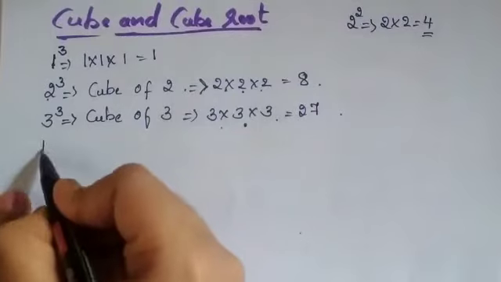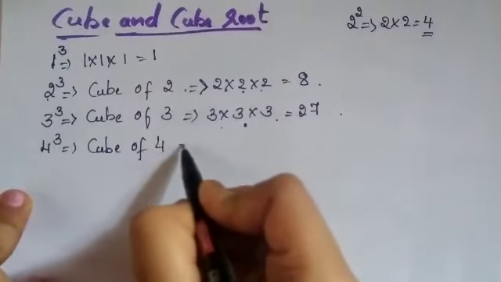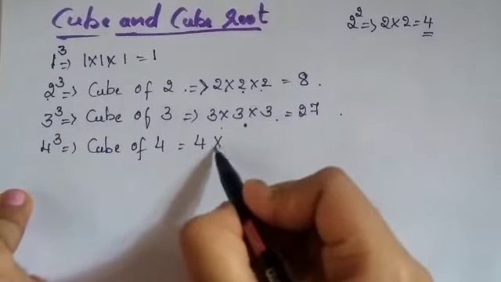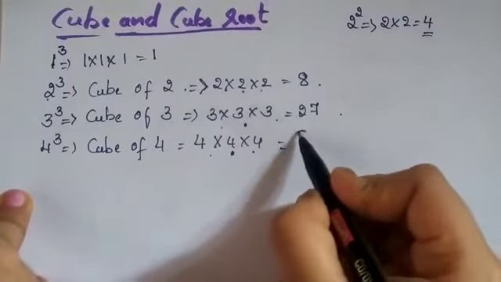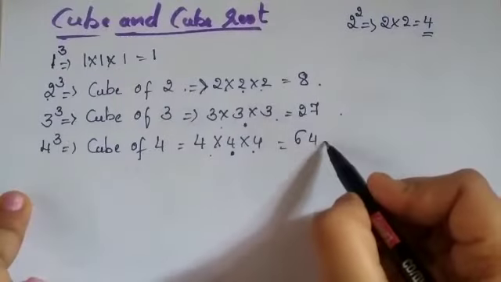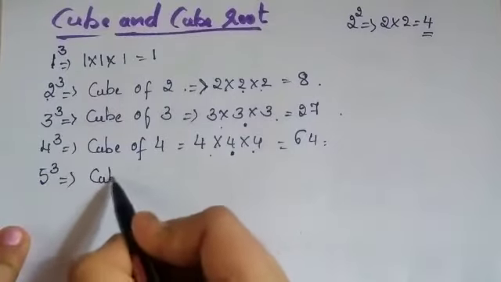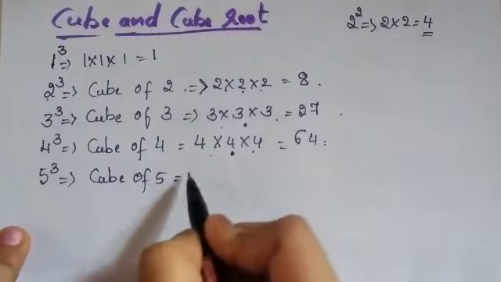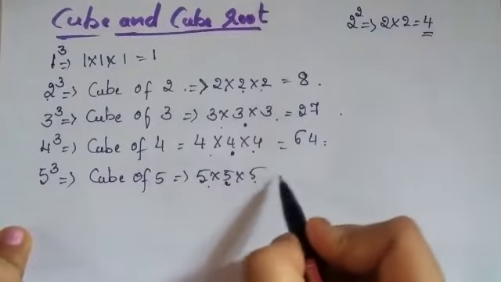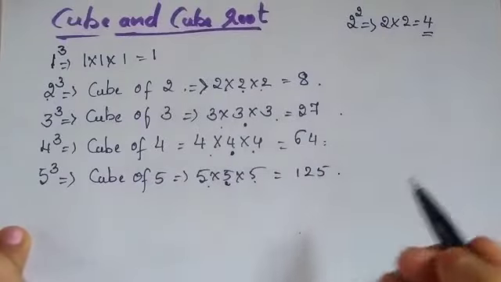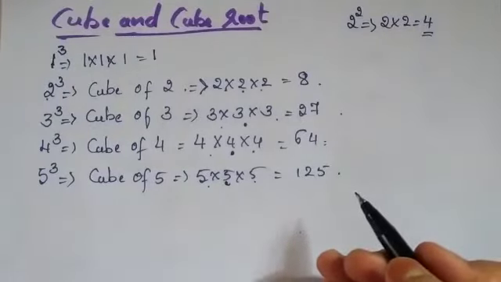Similarly, 4 cube, that is the cube of 4. If the question is what is the cube of 4, you are going to multiply 4 three times. 4 4s are 16, 16 4s you get 64. So 4 cube is nothing but 64. Similarly, 5 cube. What is the cube of 5? That means you multiply 5 three times here. So 5 5s are 25, 25 5s are 125. Okay. Similarly, I want you people to know cubes till 10.